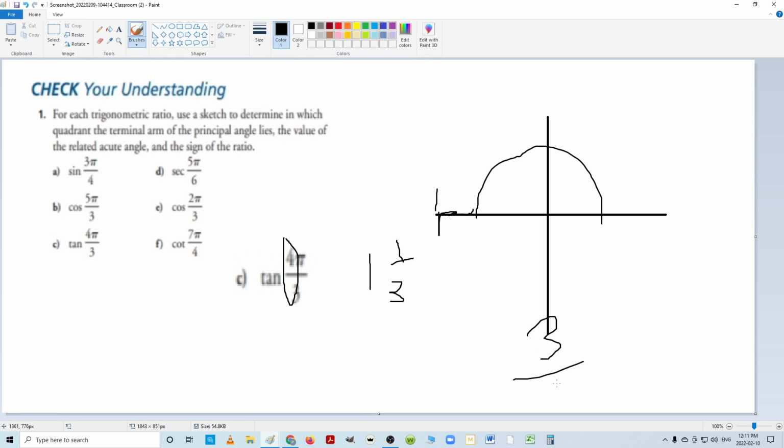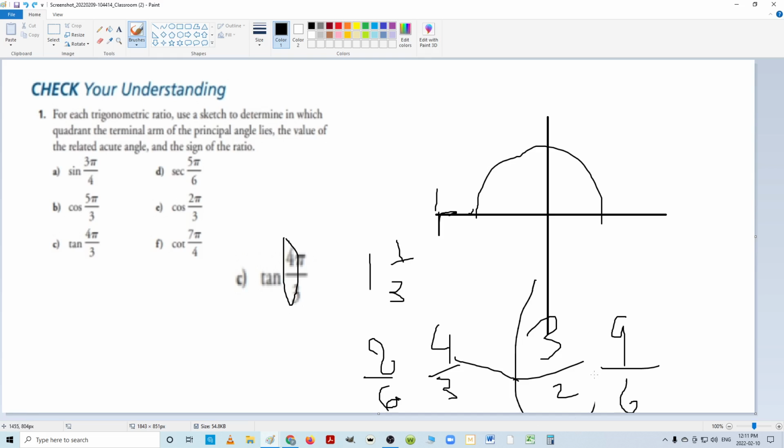3 pi over 2, 4 pi over 3. How do I figure out if this is bigger than that? Well, I can make them the same fraction by cross-multiplying. So I can multiply this by 2 over 2, and I get 8 over 6. And then multiply this by 3 over 3, and I get 9 over 6. Which one's bigger? 8 over 6 or 9 over 6? 9 over 6 is. Therefore, it falls more than 1, but less than that. It falls in this area.